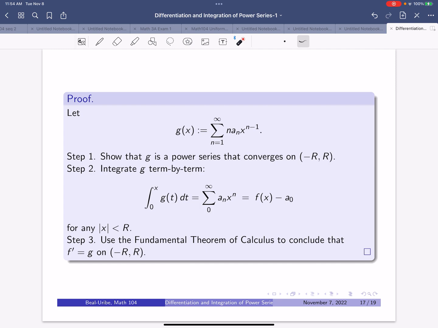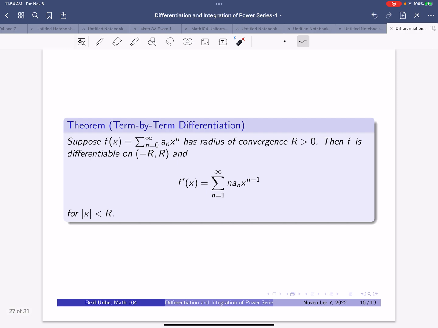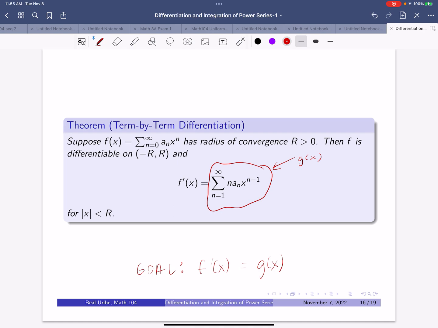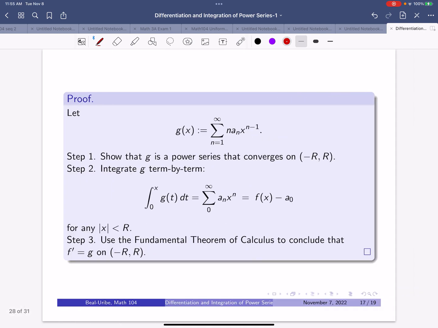And this proof has 3 steps. So the first step is to just name this, let's just call that g of x. So now our goal is to show that f prime of x is really equal to g of x, right? From the lemma, we know that g is a power series that converges on negative r to r. So we'll just put here by the lemma in today's video.